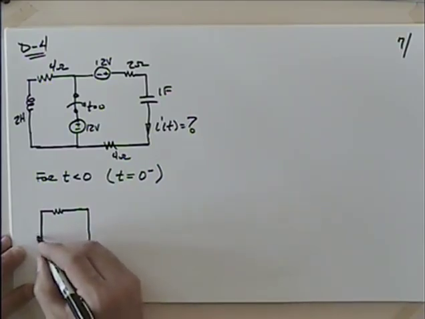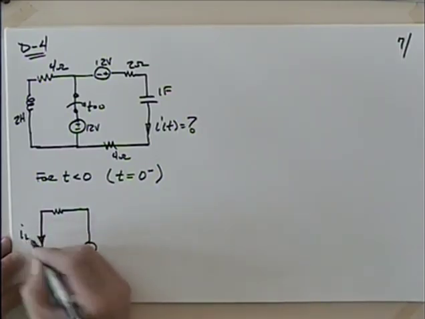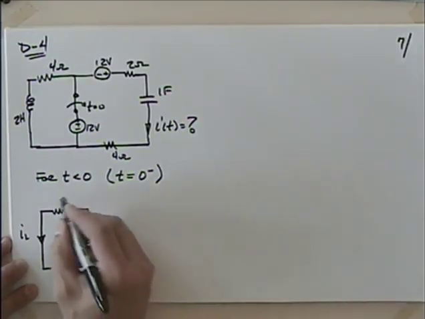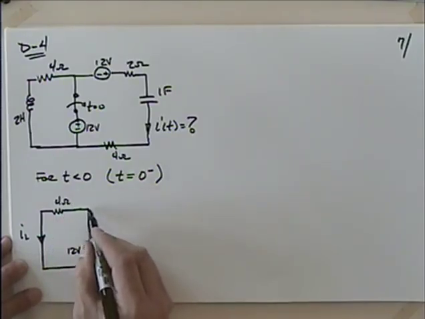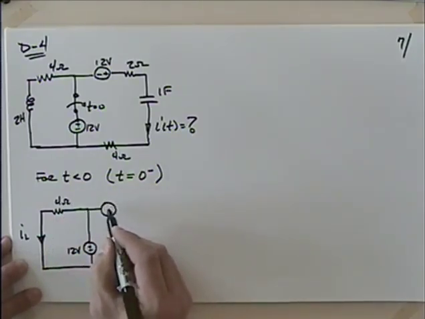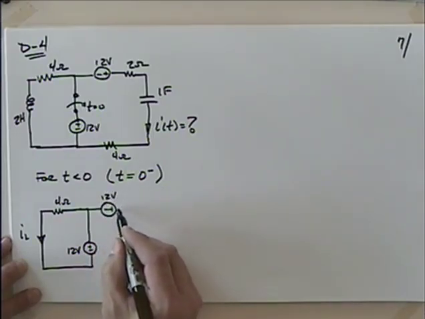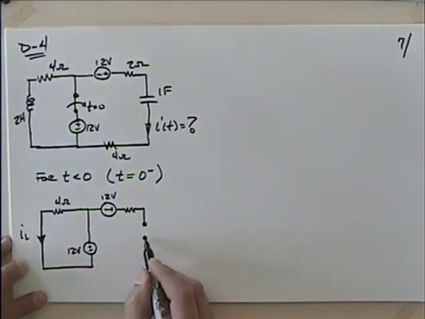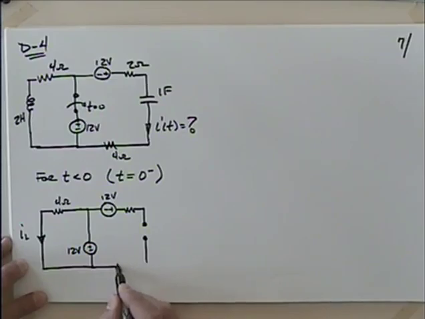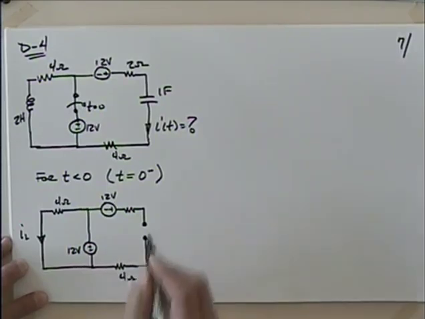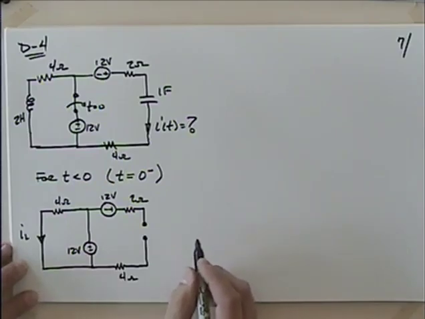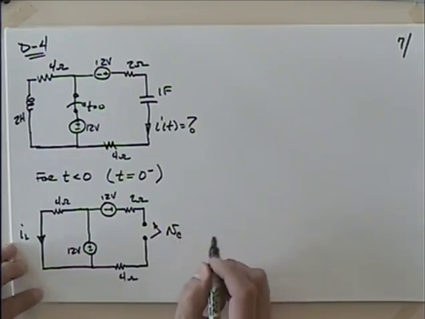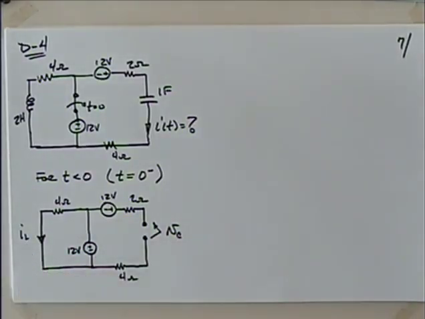So we're going to come up with this I sub L at t equals 0. Put this voltage source in here, 4 ohms. And what do capacitors look like when they've been sitting for a long time? Open, is that right? Okay, so we're going to ask the question, what is V sub C? And we're going to ask the question, what's the current I sub L?